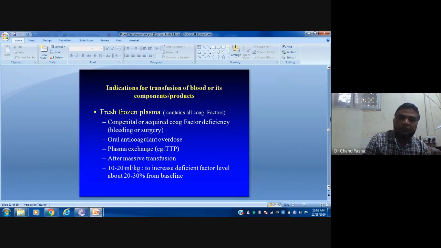In such cases, you are supposed to give fresh frozen plasma, and also plasma exchange, after massive transfusion, at 10 to 20 milligrams per kg to increase the deficient factor levels. Generally what happens is, when you are doing a lot of transfusion, clotting factors disappear, because as the dilution increases, the clotting factors decrease. In such cases also you are supposed to inject plasma.